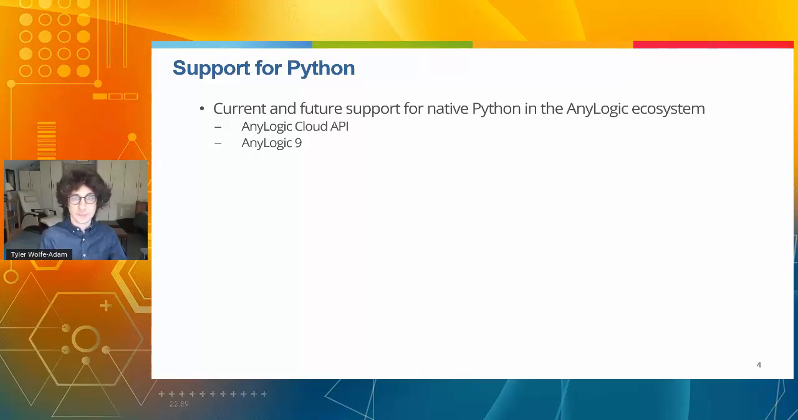The Cloud API currently allows you to run simple traditional experiments, which allow you to get inputs and outputs within a Python API. And there are plans in the near future for it to have an interactive API, so you could do RL training. And as you might have heard, or as you will hear about in this conference, AnyLogic 9 will have Python integration built within it, so you could directly use Python code while building your simulation models.